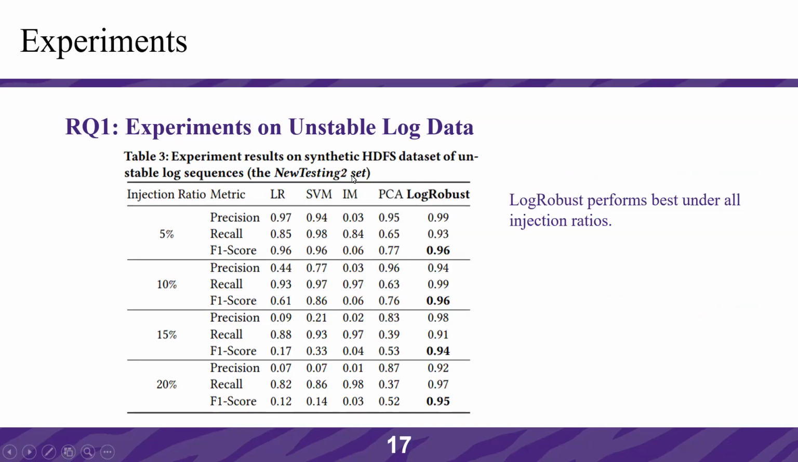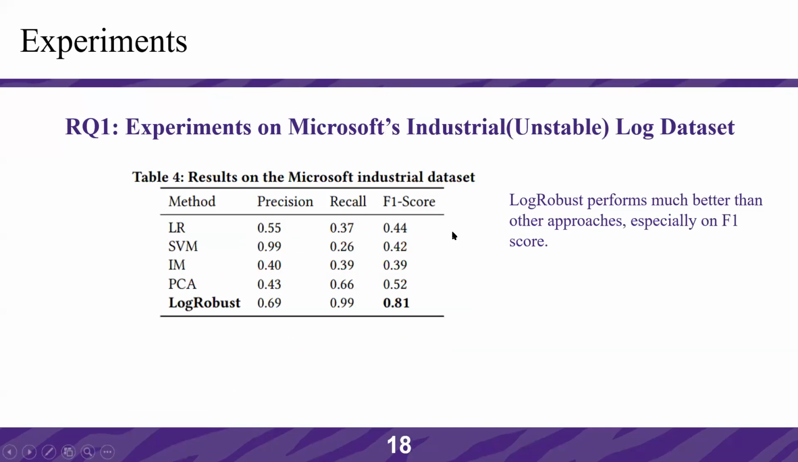And here is the experiment result on the synthetic unstable log sequence of the new testing 2 set. It is the unstable log sequence. As we can see, LogRobust performs best on all injection ratios. And here are the experiments on Microsoft's industrial log datasets. LogRobust performs much better than other approaches, especially on F1 score.